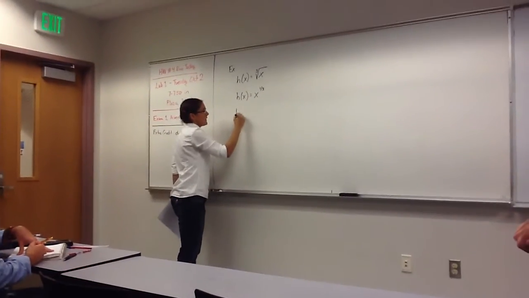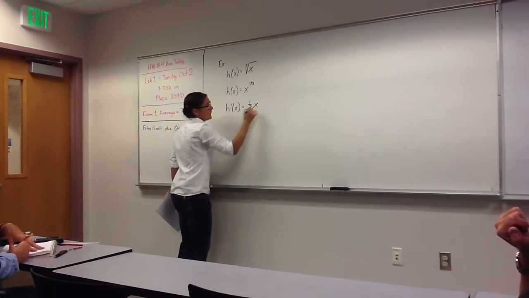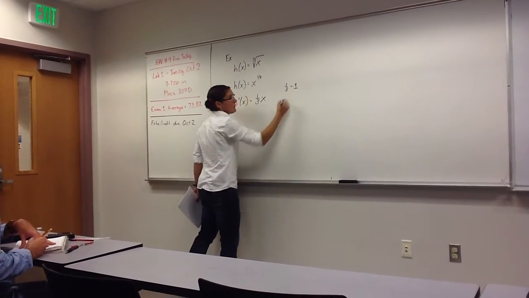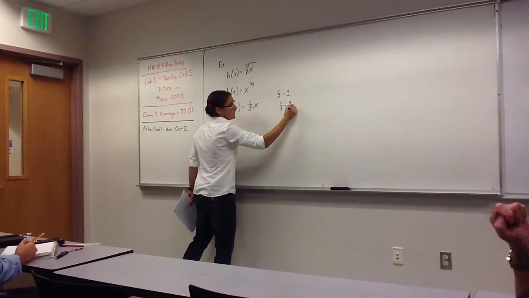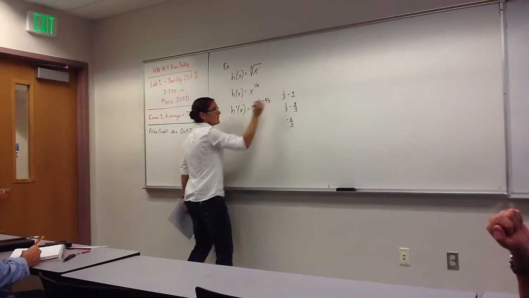So my power rule says that our derivative will be: bring that power down in front and subtract 1 from the old power. So that's 1/3 minus 3/3, which is negative 2/3. So our new power is negative 2/3.